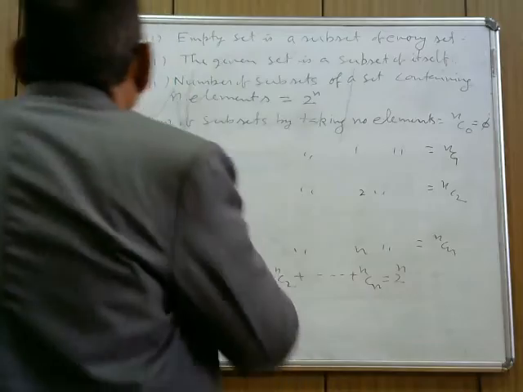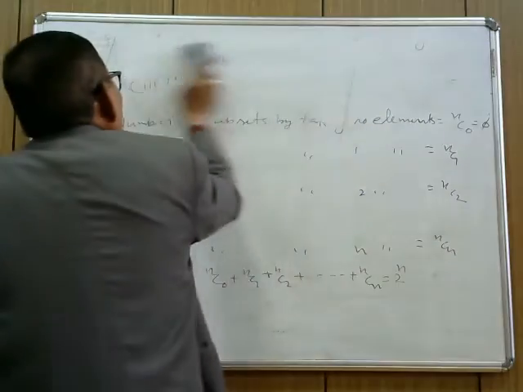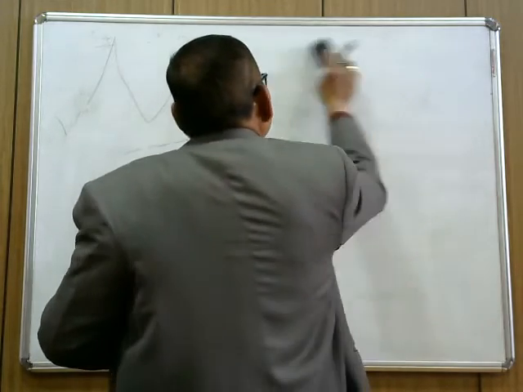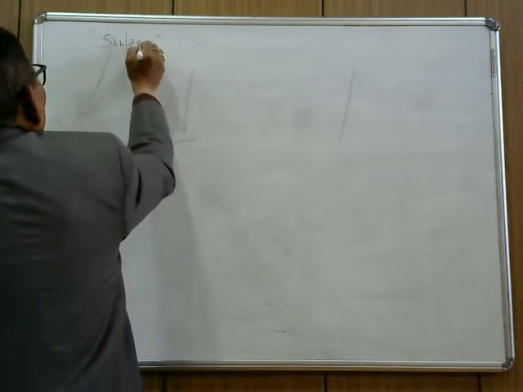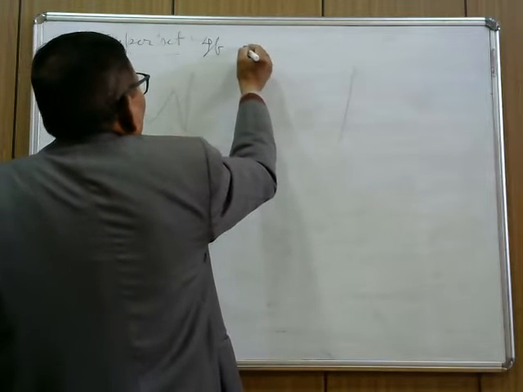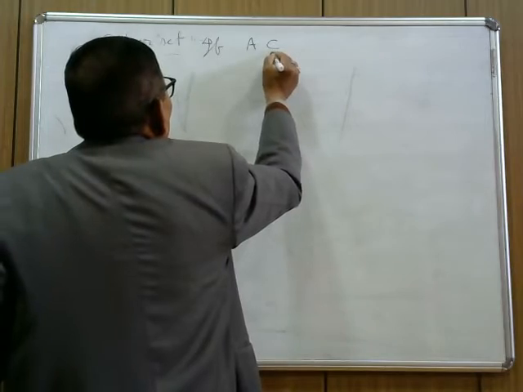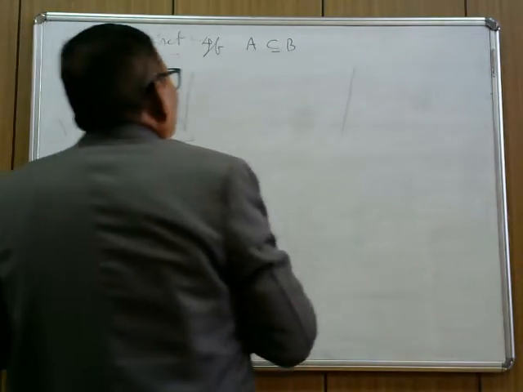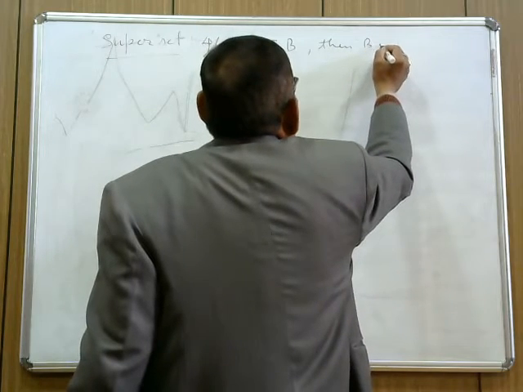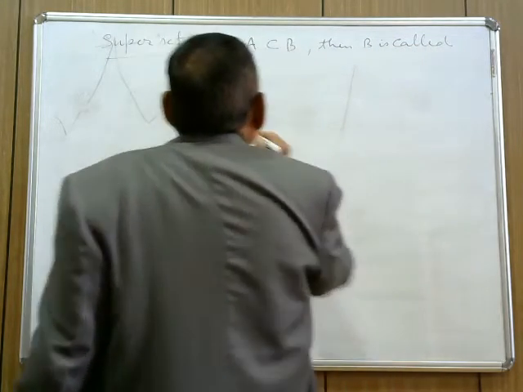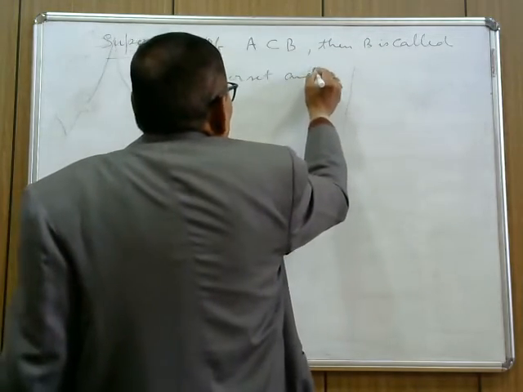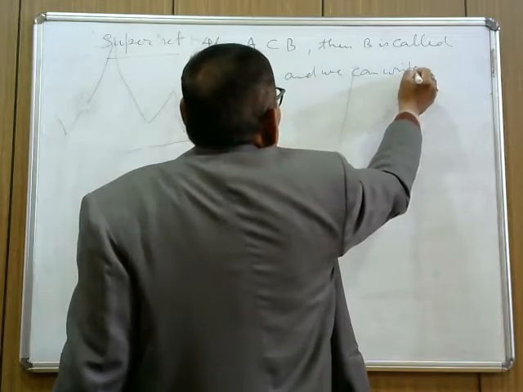Now I am coming to another definition, superset. How can we define superset? Superset: if A is a subset of B, then B is called a superset of A. And we can write B.